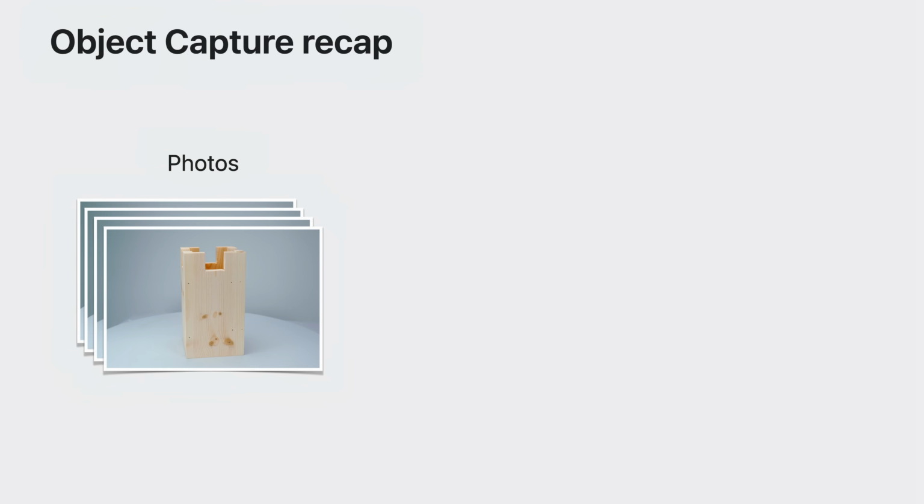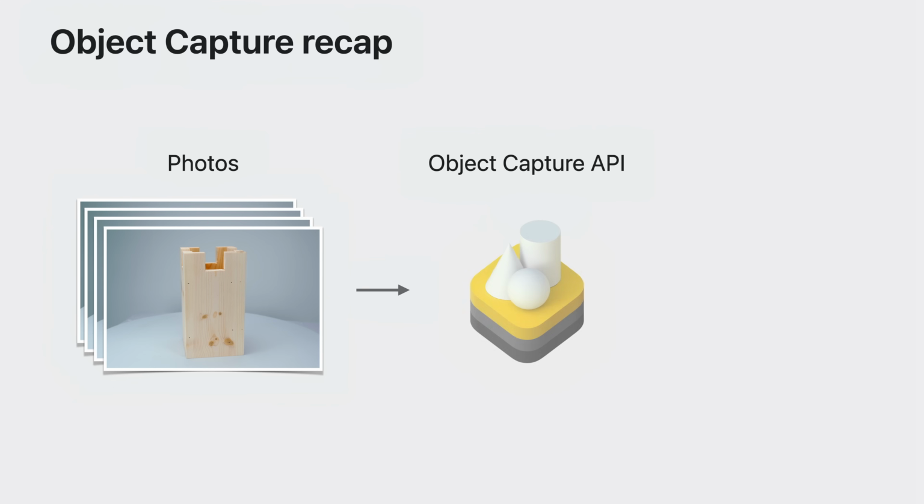Before we get started, let's review what is Object Capture and how it works today. Object Capture employs cutting-edge computer vision technologies to create a lifelike 3D model from a series of images taken at various angles. These images are transferred to a Mac, where Object Capture API is used to reconstruct the 3D model in a matter of minutes.